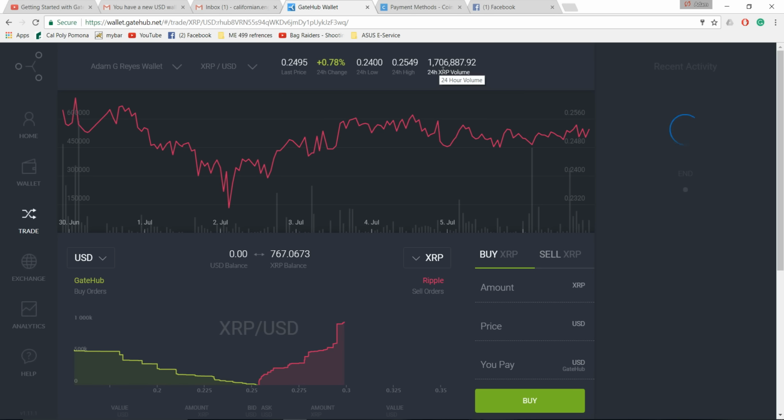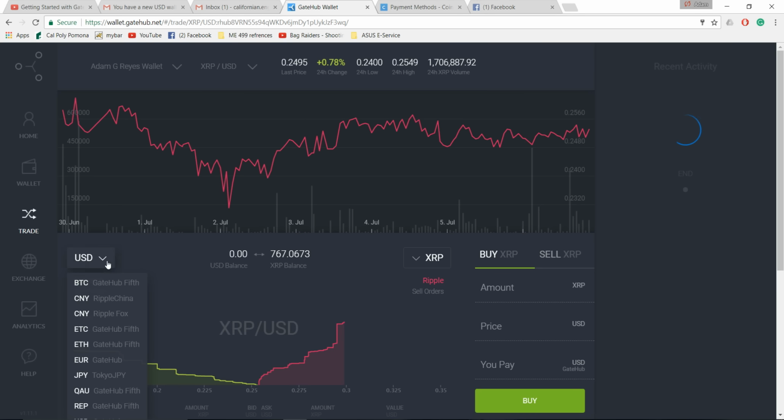Since this exchange is 24 hours, it's not like the real stock market where it's from 9 a.m. to 4 p.m. This is 24 hours around, so this is constantly changing. In the last 24 hours, there was 1,706,887.92 Ripple traded.